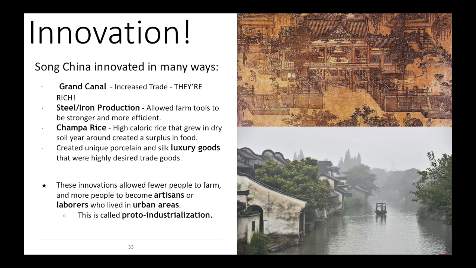China encouraged innovation. There were all kinds of innovations in Song China, from the Grand Canal. Champa rice allowed the Song dynasty to flourish. It's a high-caloric rice that grew in dry soil year-round and created a surplus in food. Under the Song dynasty, unique luxury goods were created. So it was really, really cool.